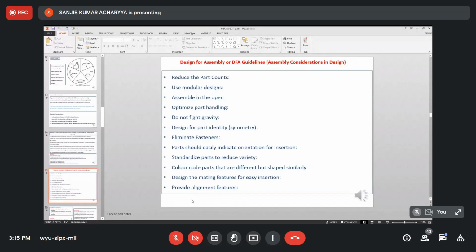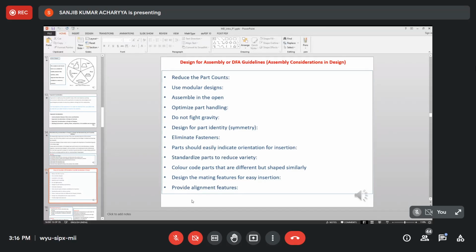Now, design for assembly and DFA guidelines. Some routine guidelines are there for the designer from the assembly point of view. Reduce the part count. The number of parts in an integrated machine should be as minimum as possible. It is advantageous for handling the machine, maintenance cost will be low, and the assembly procedure will be easier if the number of parts is lower.